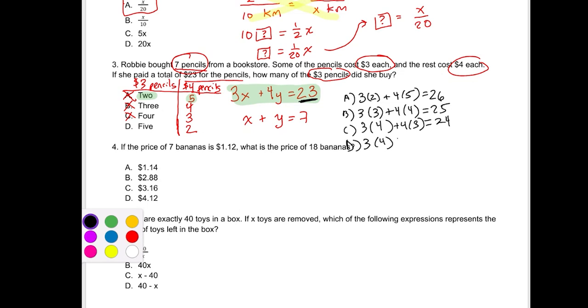D, 3 times 5 plus 4 times 2. Oh, sorry, that should be 3 times 5. Is going to be 15 and 8, which does equal the $23 we're looking for. So our answer here is D.